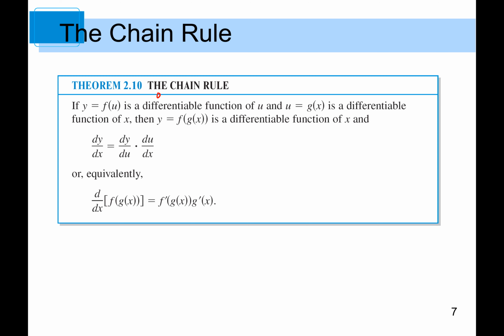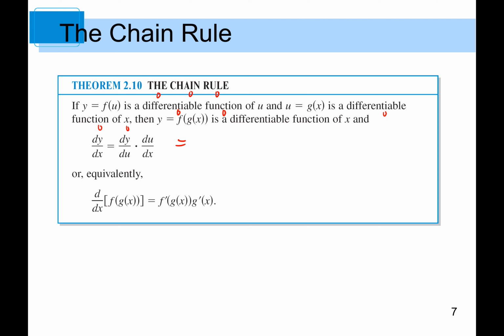Let's take a look at the theorem about the chain rule. If y equals f of u is a differentiable function of u, which is always the assumption, and u equals g of x is a differentiable function of x, then y equals f of g of x is a differentiable function of x, and dy over dx equals dy over du times du over dx.